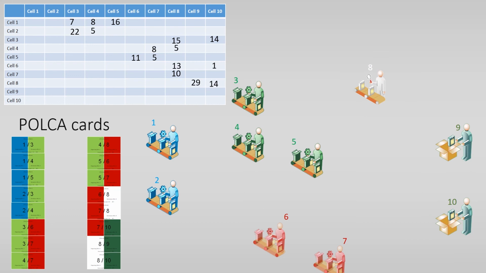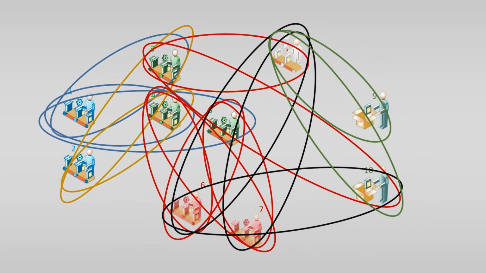So, we have identified 16 possible Polka loops. The Polka loops that are identified look a bit messy if you see them in one picture. But remember, these are only 16 possible loops for these 10 cells.